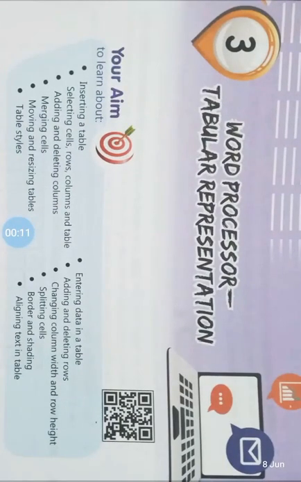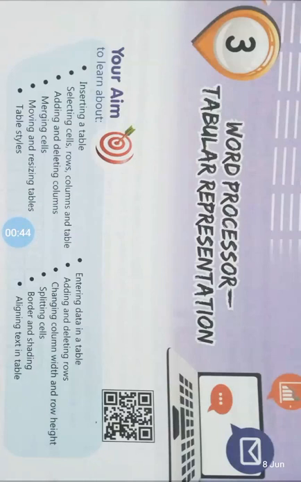As we have already discussed, our chapter 3 is word processor tabular representation. In part 1 we have discussed how to insert a table, how you can enter data in a table, how you can select cells, rows, columns and table, how you can add and delete the rows, how you can add and delete the columns, how you can change column width and row height. I hope you understood part 1.